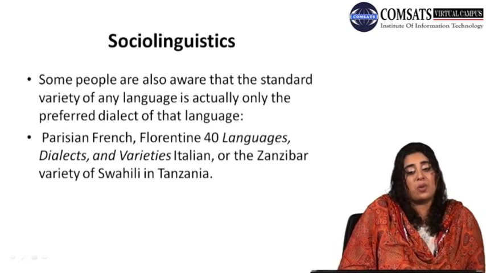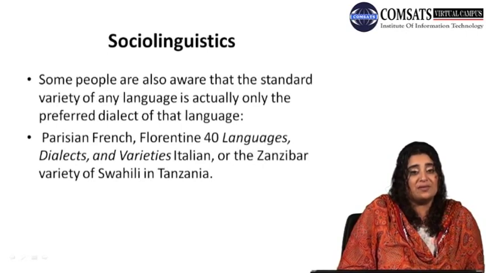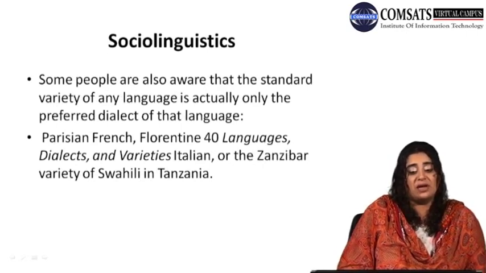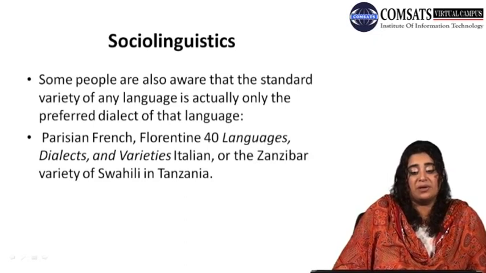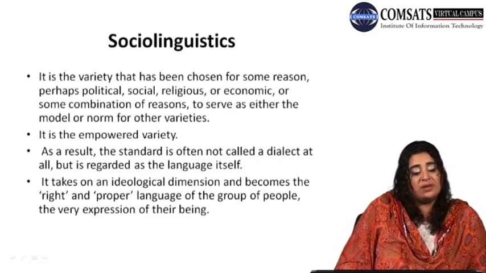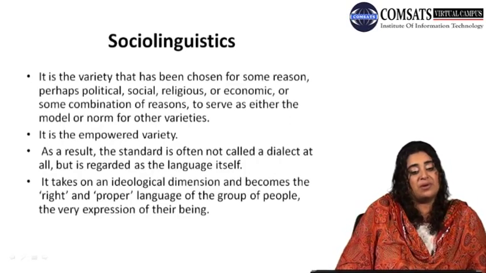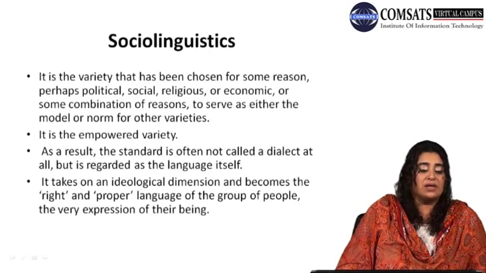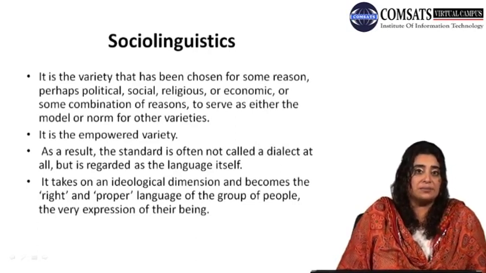Some people are also aware that the standard variety of any language is actually only the preferred dialect of that language, for example Persian, French, Florentine Italian, or the Zanzibar variety of Swahili in Tanzania. It is the variety that has been chosen for some reason, perhaps political, social, religious, or economic, or some combination of reasons, to serve as either the model or norm for other varieties. So it is the empowered variety.